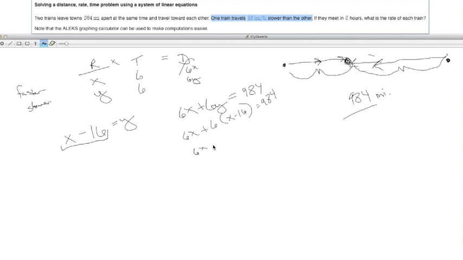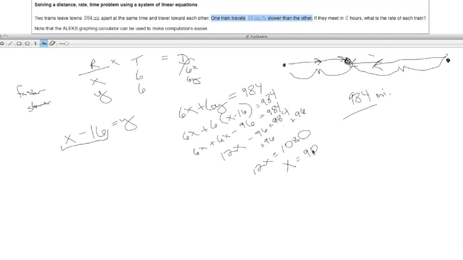And then let's distribute: 6x plus 6x minus 96 equals 984. Okay, 6x plus 6x is 12x. And then we're going to add 96 to both sides. And we get 12x equals 984 plus 96, which is 1080. 1080 divided by 12 is 90.